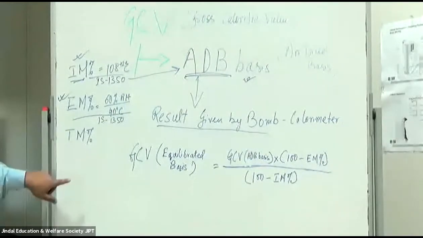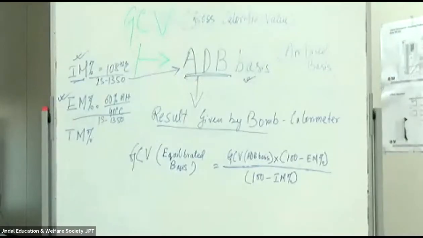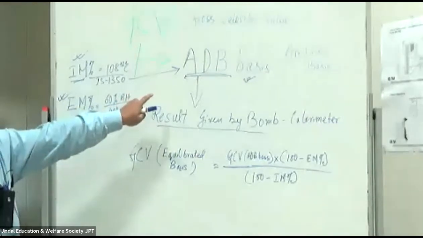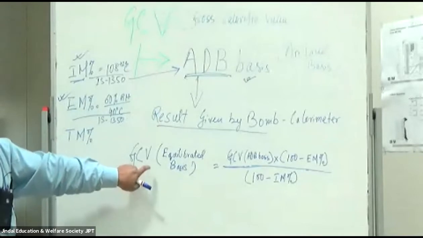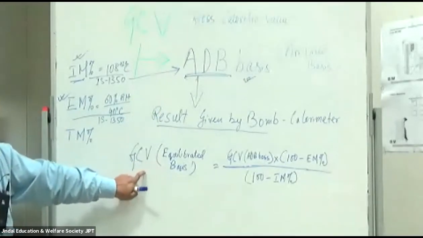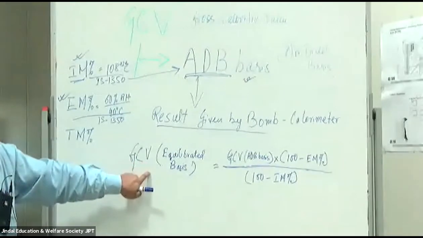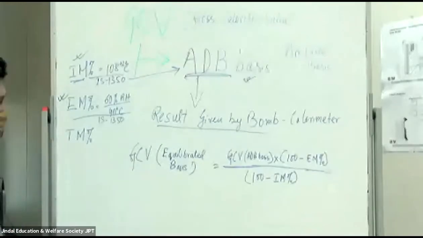Have they noted this formula? Yes, sir. Okay. So it is now clear how we determine the equilibrated basis GCV for the transaction process of Indian coal. And over this equilibrated basis GCV, coal gradation is done by Coal India Limited.